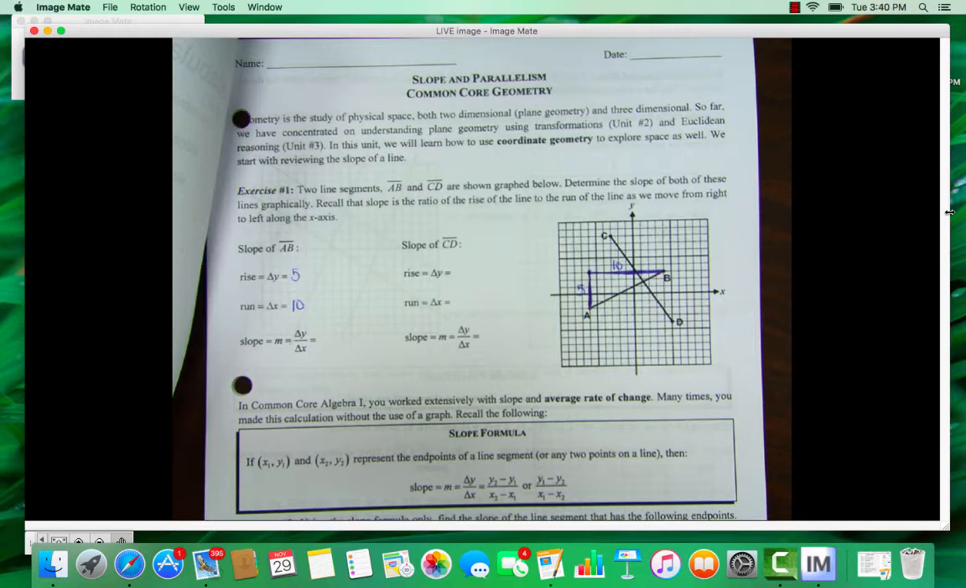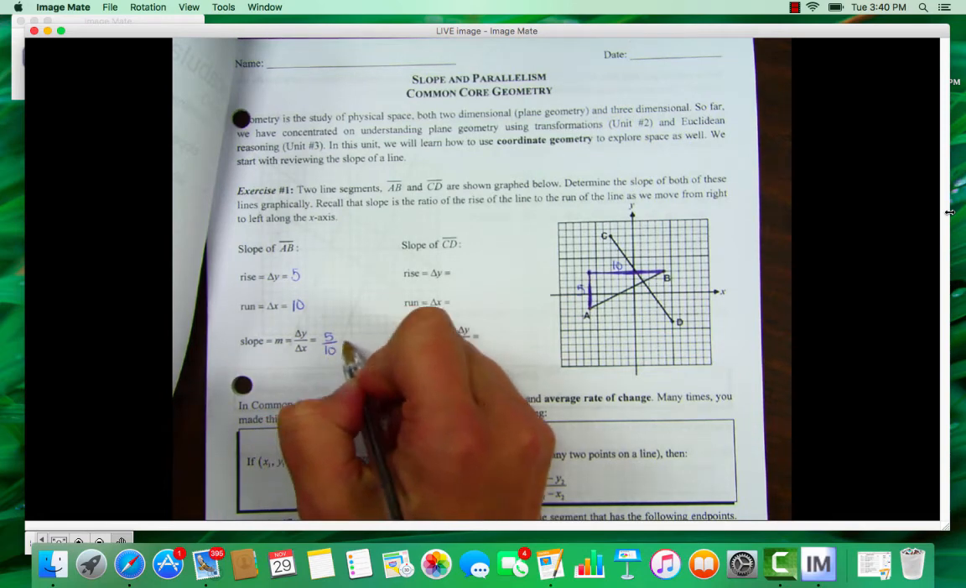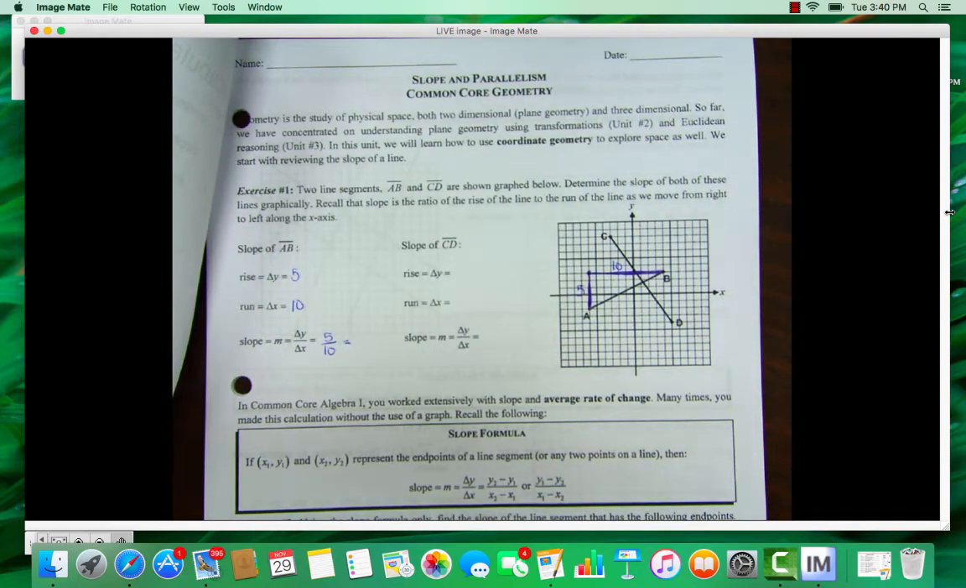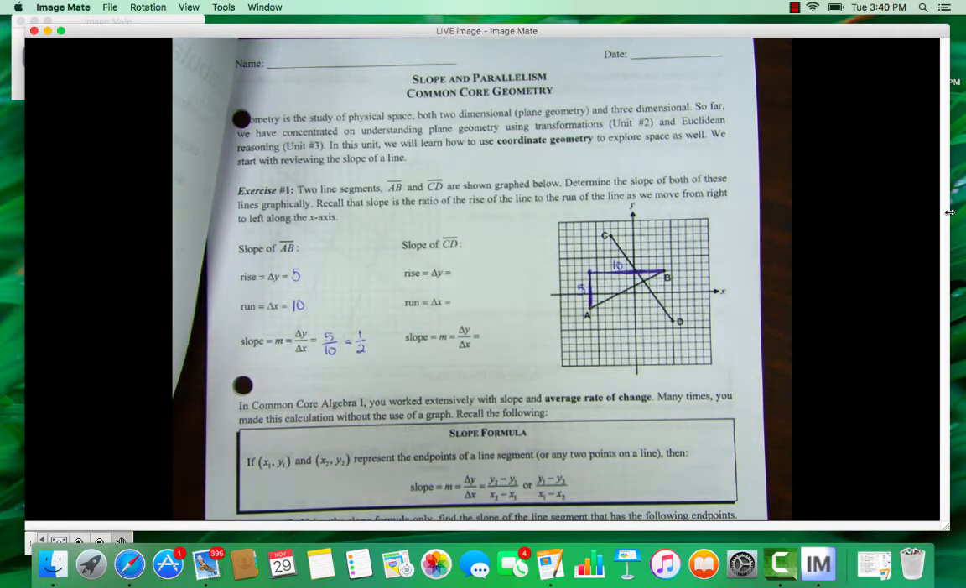Then the slope of this line is rise over run. Our change in y is 5, and our change in x is 10. We can simplify that. We can take a 5 out of both 5 and 10, and when we simplify that, we end up getting 1/2. All right, so go ahead and see if you can come up with a slope for CD.